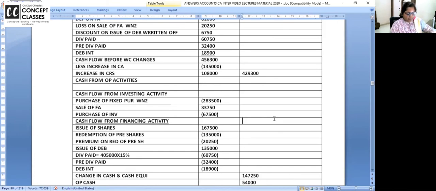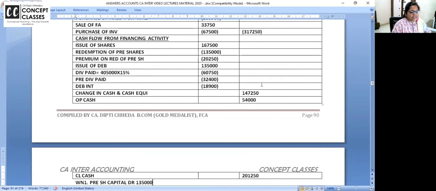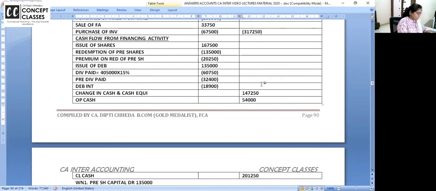Negative, it is coming in the bracket, and the bracket total is 3,17,250. Yes, correct, you're giving the total in the chat box. Good. Now let's come to financing activity. Financing activity has a lot of activities. Keep adding 167,500.